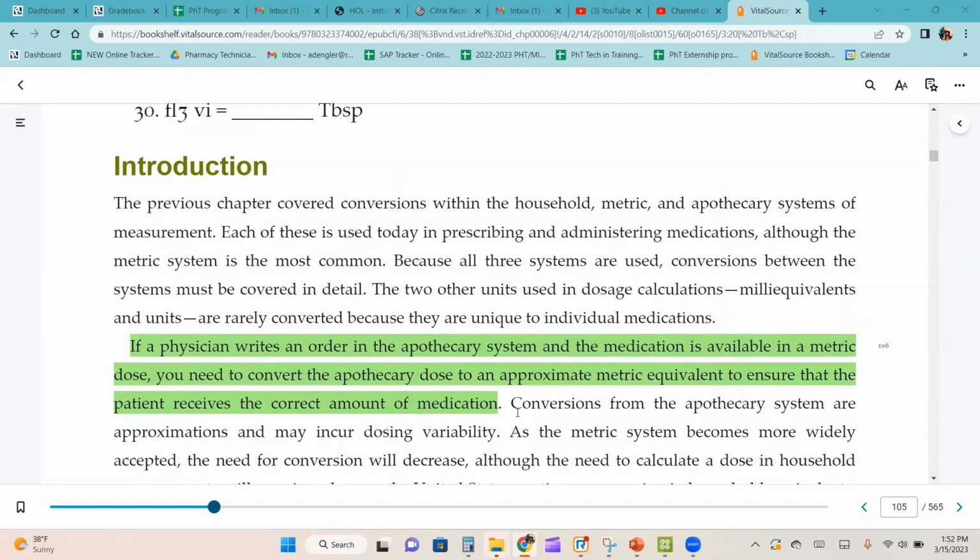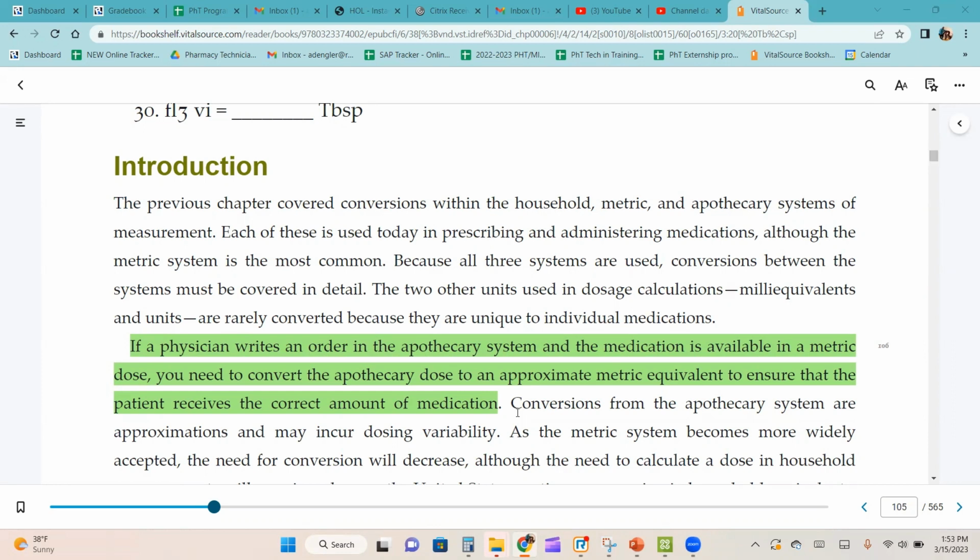So chapter 5 covered conversions within the same system, so within the household, metric, and apothecary systems of measurement. Each of these is used today in prescribing and administering medications, although the metric system is the most common. Because all three systems are used, conversions between the systems must be covered in detail. The two other units used in dosage calculations, milliequivalents and units, are rarely converted because they are unique to individual medications.